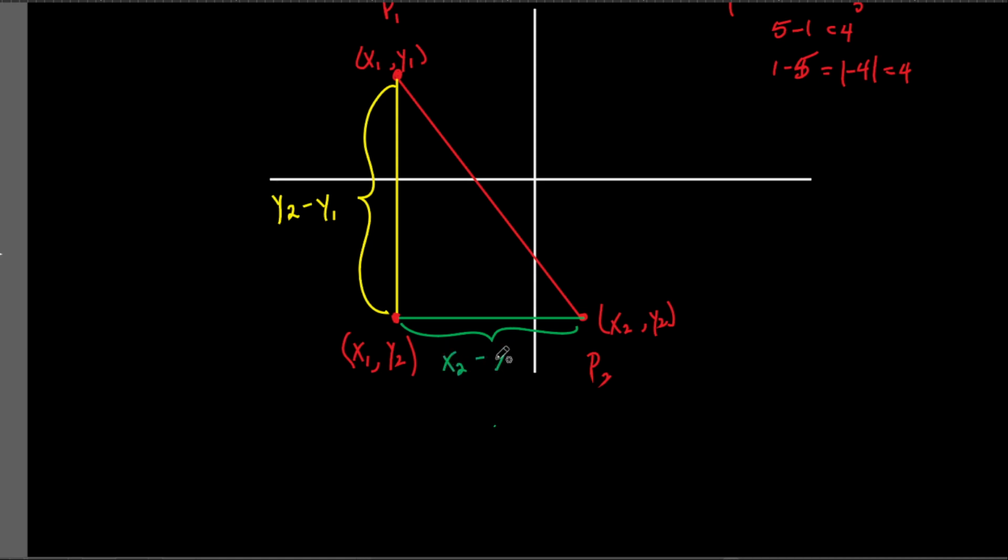2 minus x1. And again, it doesn't matter what you do here. What are we trying to find, though? What's the whole idea behind this? The whole idea is to find what? The distance of which one?